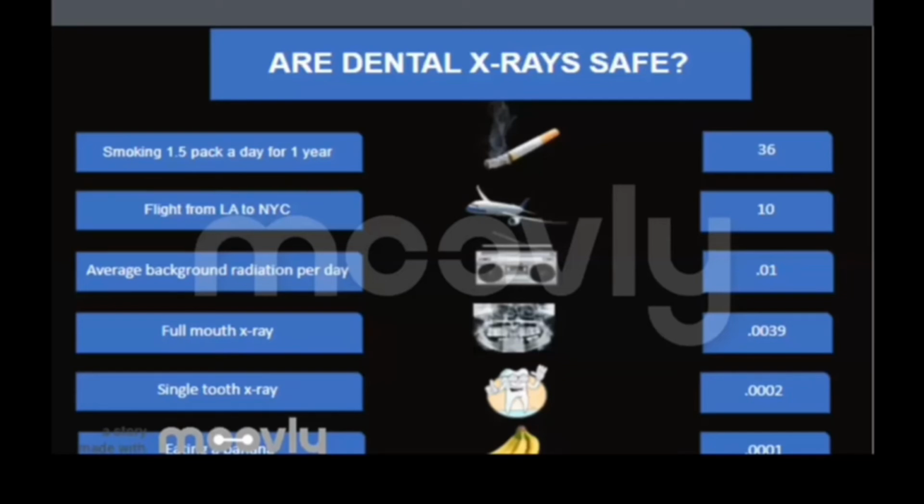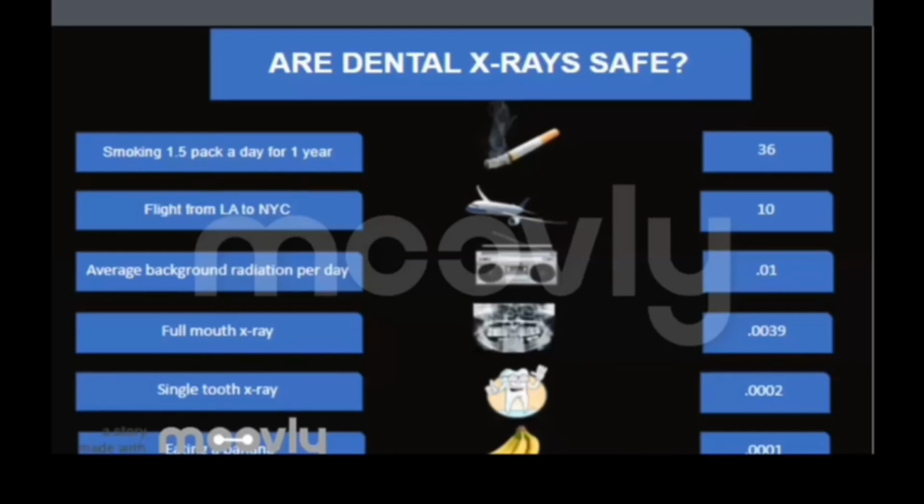So a rem is a large dose of radiation. So the millirem, which is 1/1,000 of a rem, is often used for the dosage commonly encountered, such as the amount of radiation received from medical x-rays and background sources. So as you can see on the graph, eating 2 bananas is almost equivalent to the amount of radiation that we receive during a PA, and even taking a full mouth x-ray is less radiation than taking a flight from LA to New York City.